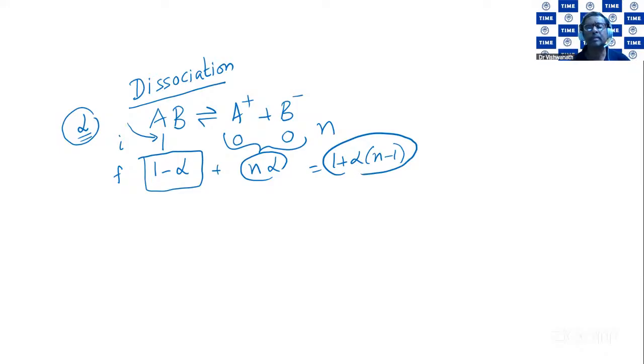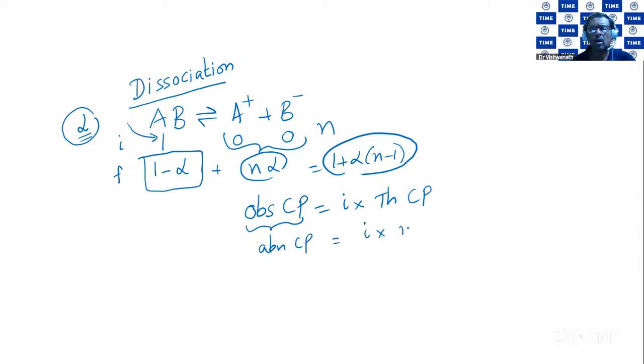It is not the same one that you talked about. The scientist Van't Hoff gave one formula: any observed colligative property is i into the theoretical colligative property. The observed colligative property is actually the abnormal colligative property. So this is equal to i into the normal colligative property. Normal colligative property means you have a formula. Clear? You have a formula for that.